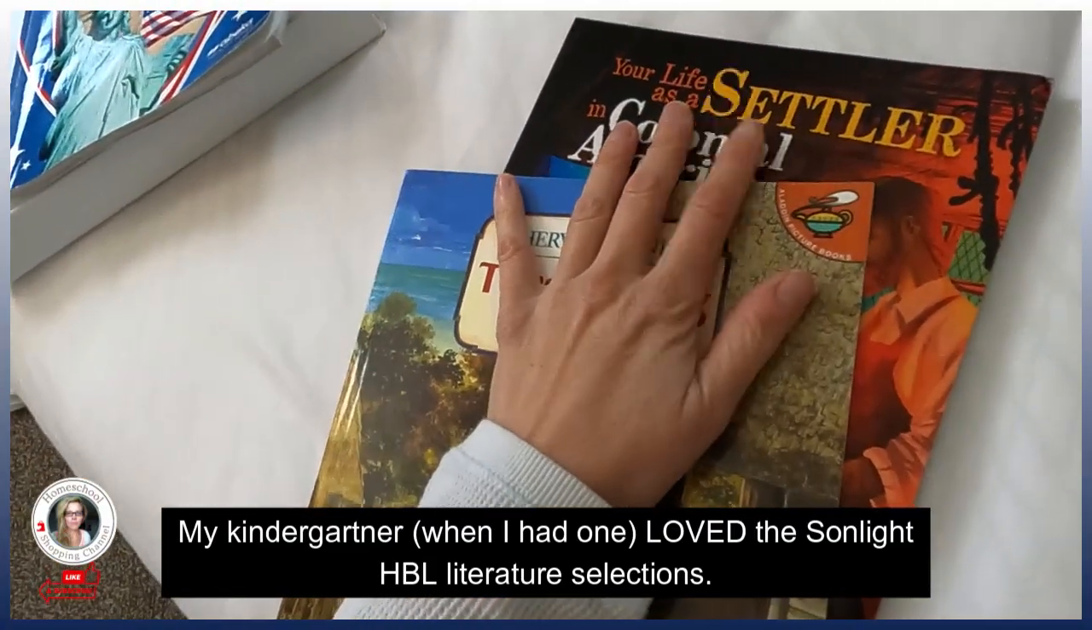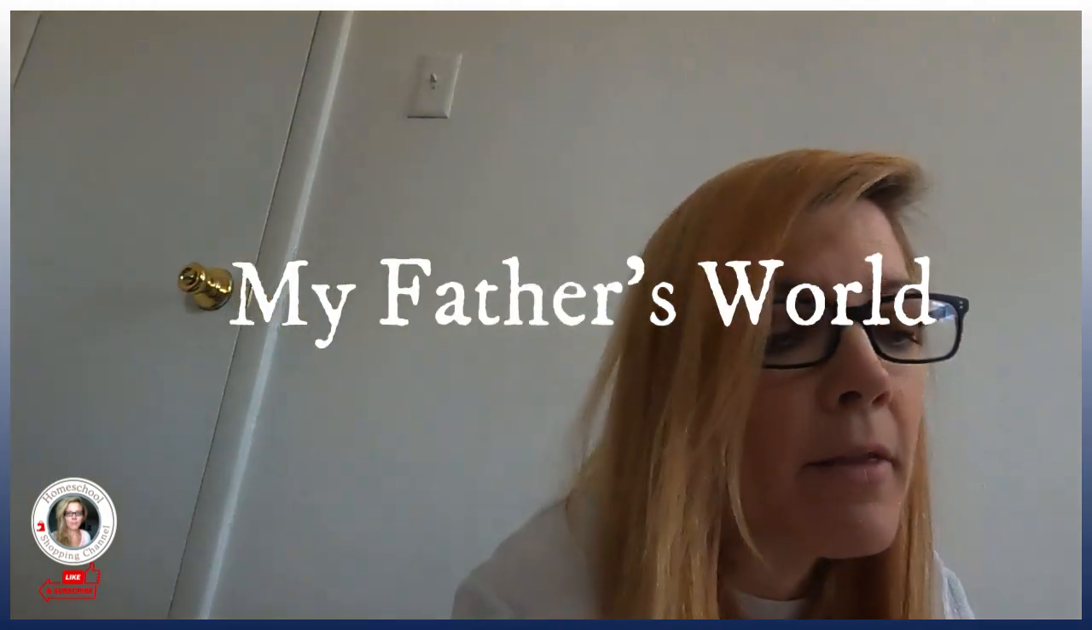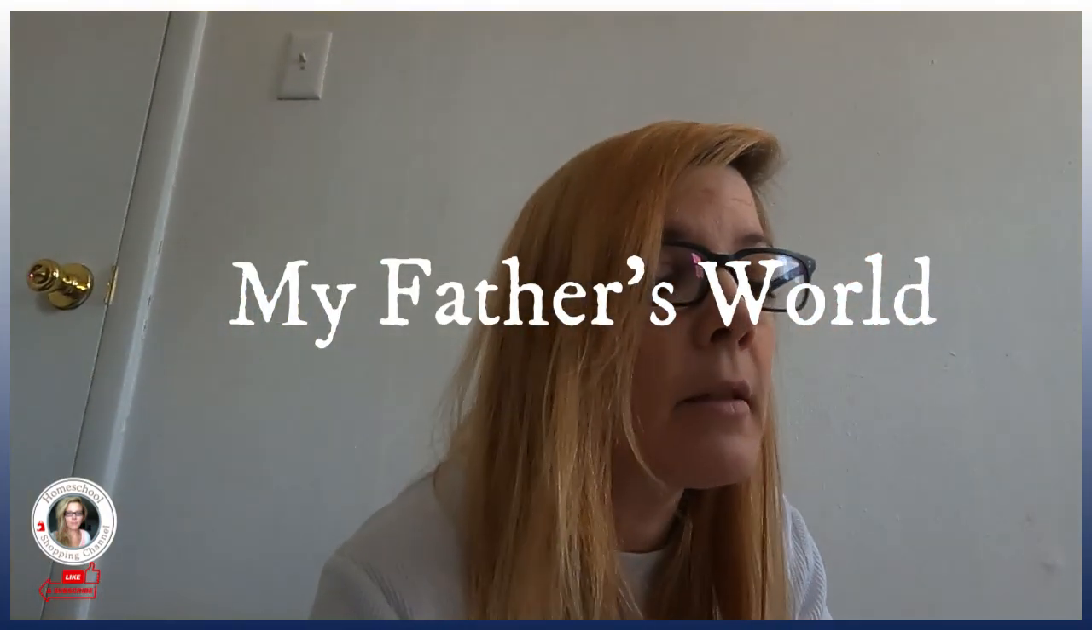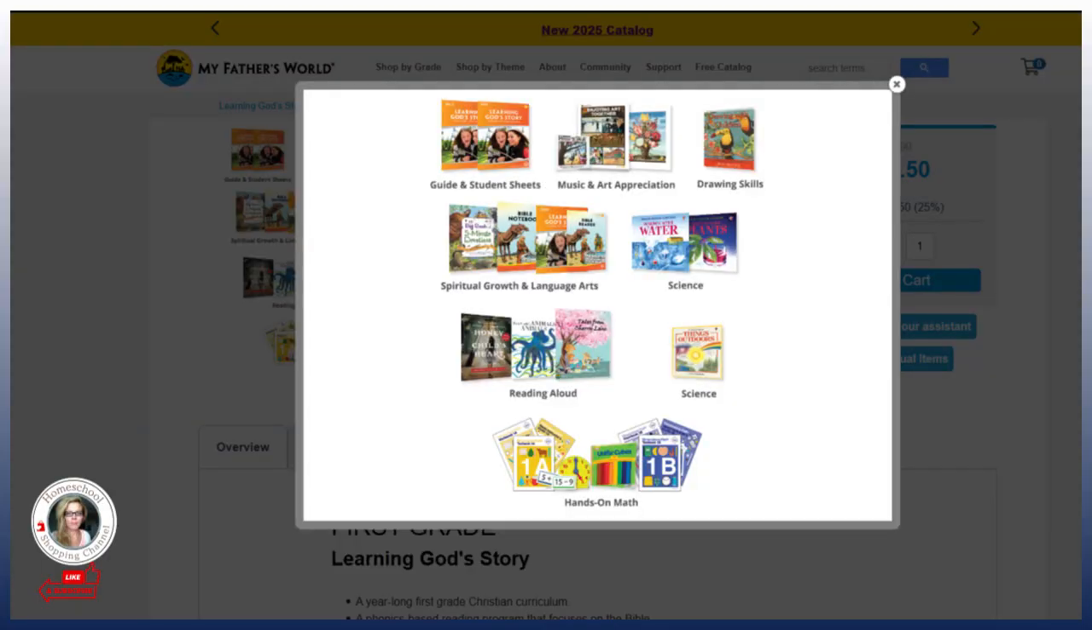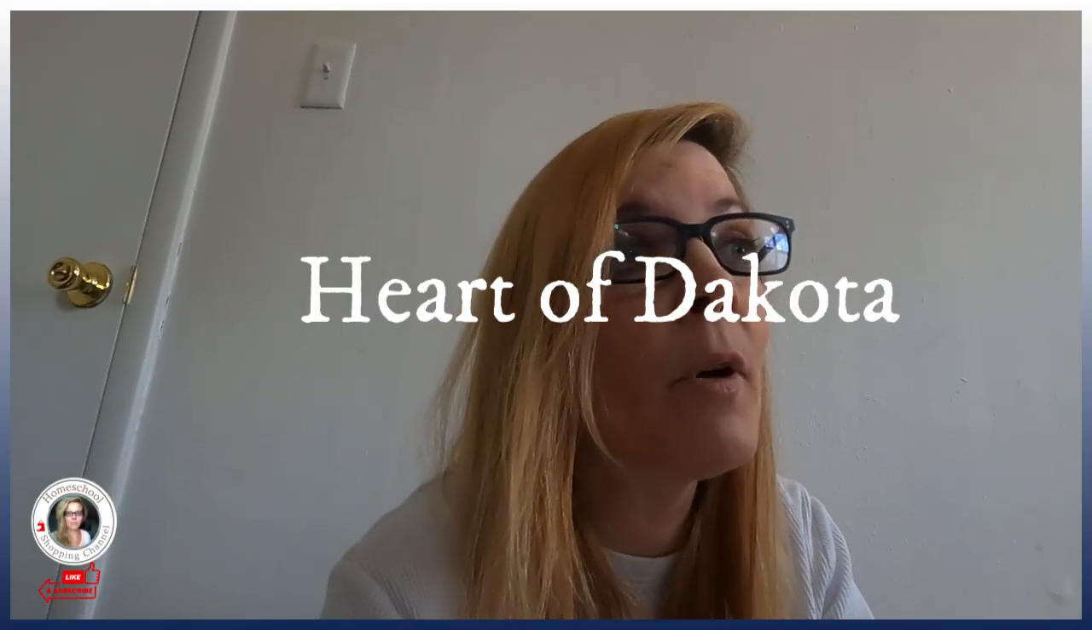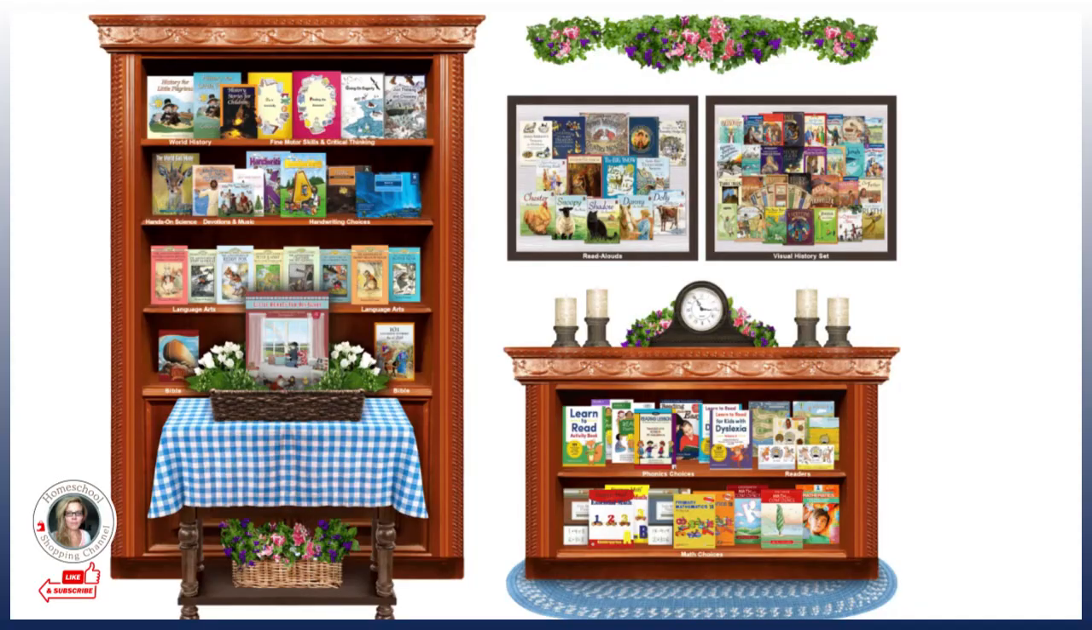These are also some selections I want to say are in My Father's World. My Father's World I think is really well done. I think it's up there and one of my favorites. Before I forget too, another alternative is Heart of Dakota, also a very good all-in-one that I've done. I don't have the book here, probably because we're not using it. I don't use it, but I did use it and went through it when they were younger. And I thought it was great.